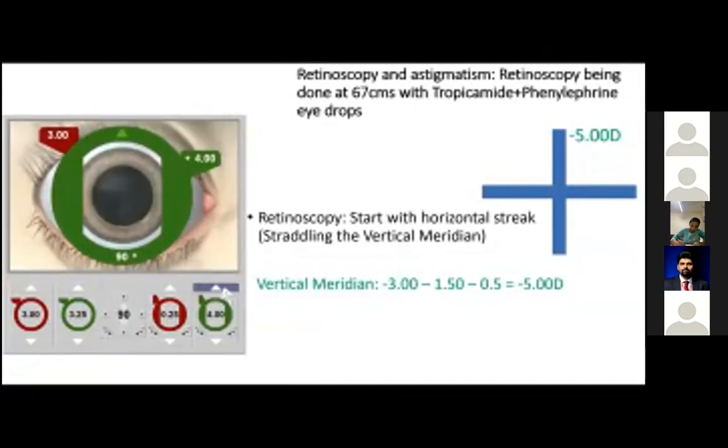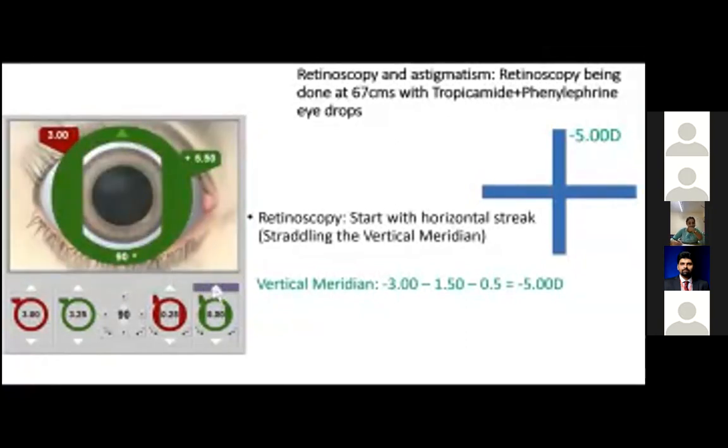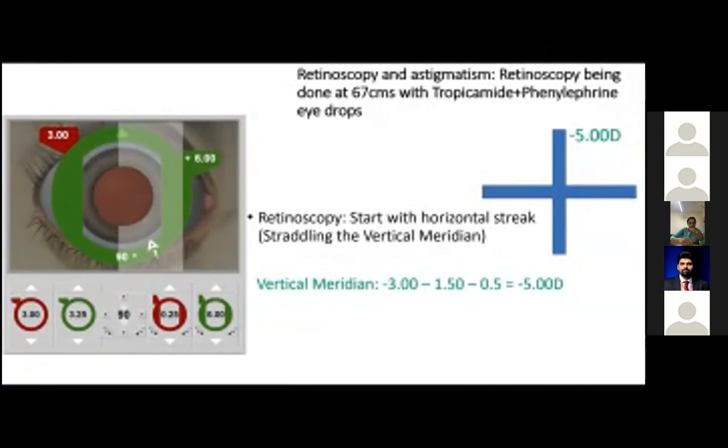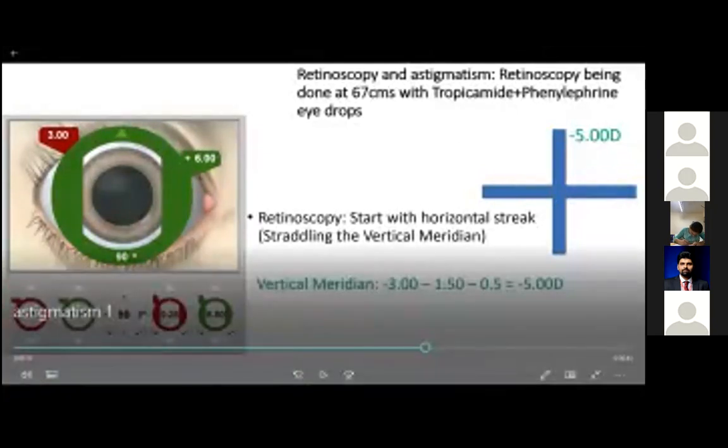Again, putting it at +4.75, I get a stronger, brighter width motion. I'm closer to neutralization, so I go on increasing. At +6 diopters, I have achieved neutralization. You can see the axis of the cylinder that I have put is 90 degrees because I'm straddling the horizontal meridian.